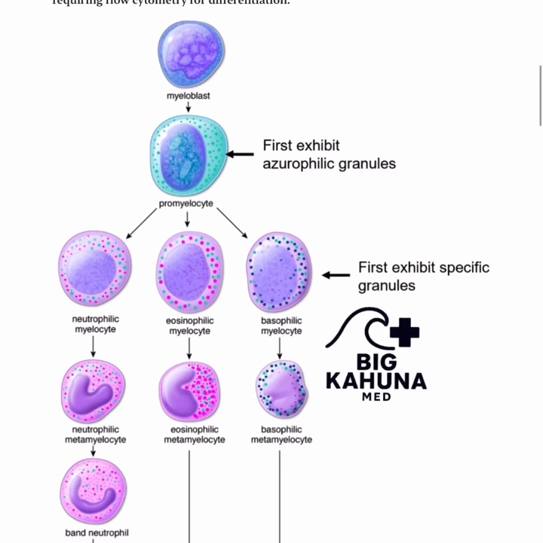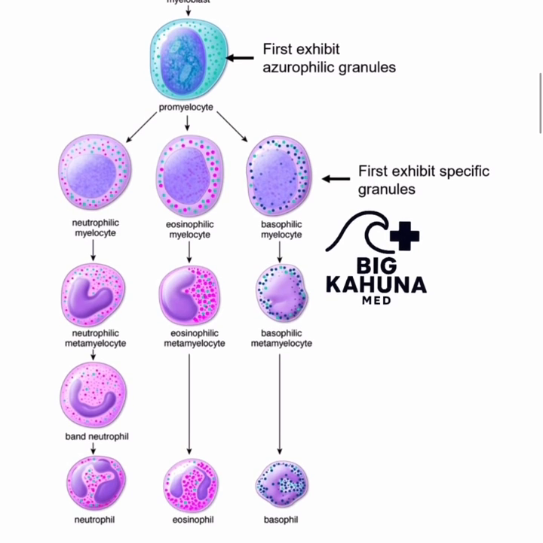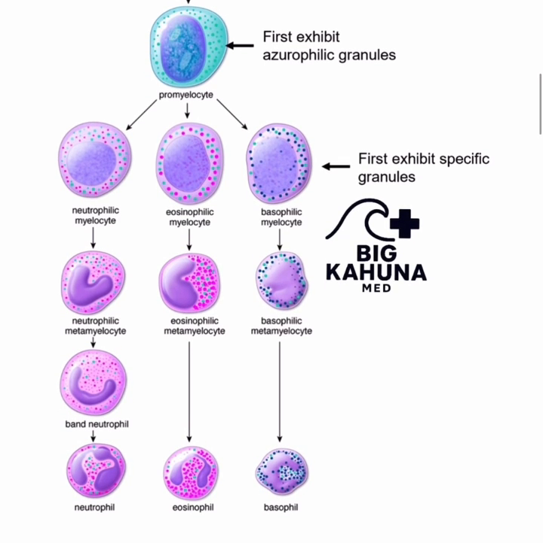Here we have a flowchart basically showing the progress from a myeloblast to a promyelocyte. This is the first step where you'll be able to see those azurophilic granules. The promyelocyte then divides into three channels, which are the neutrophilic channel, the eosinophilic channel, and the basophilic channel.